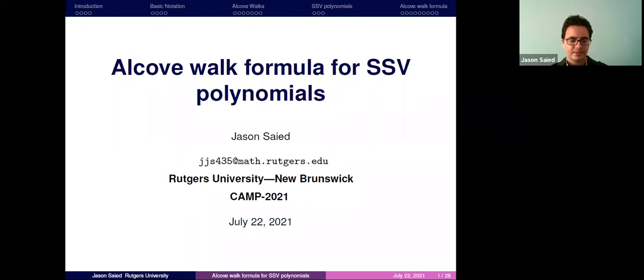So today I want to talk about an Alcove walk formula for SSV polynomials. This is the name that I'm giving to the quasi-polynomials that Siddharth introduced on Tuesday. And I'm hoping that by giving this Alcove walk formula, we can make them a lot more concrete and accessible for all of you to study and help us understand them better.